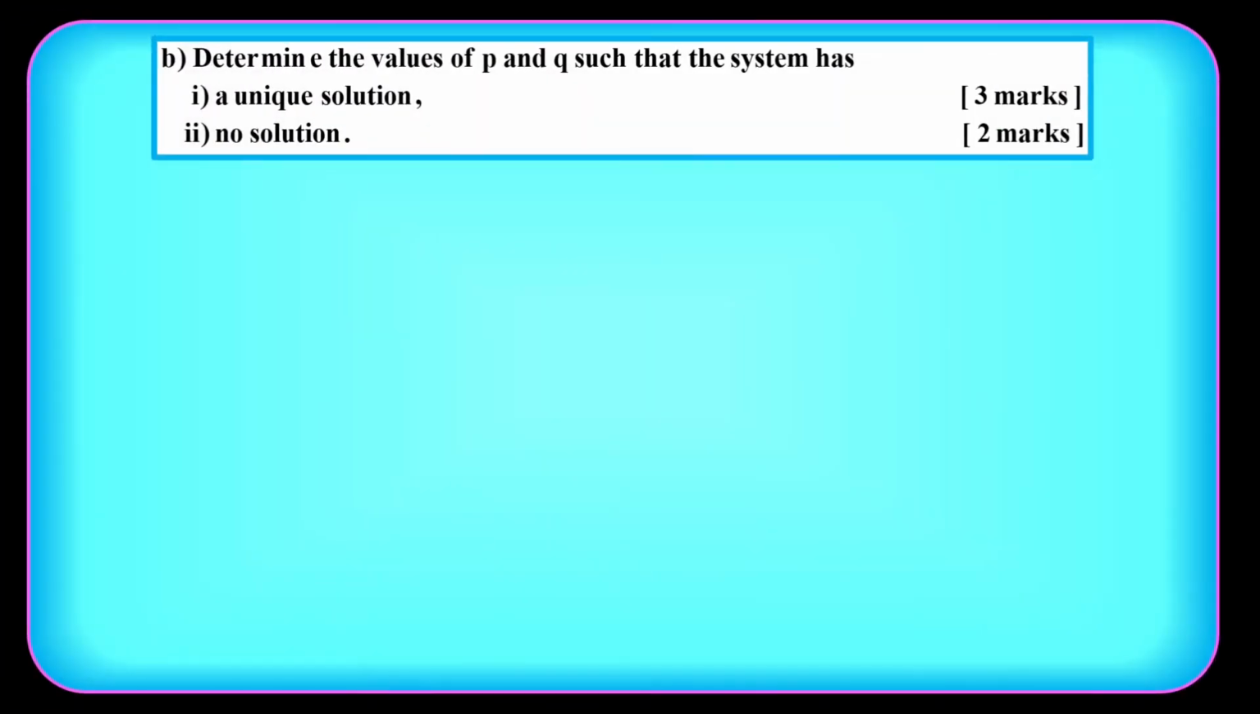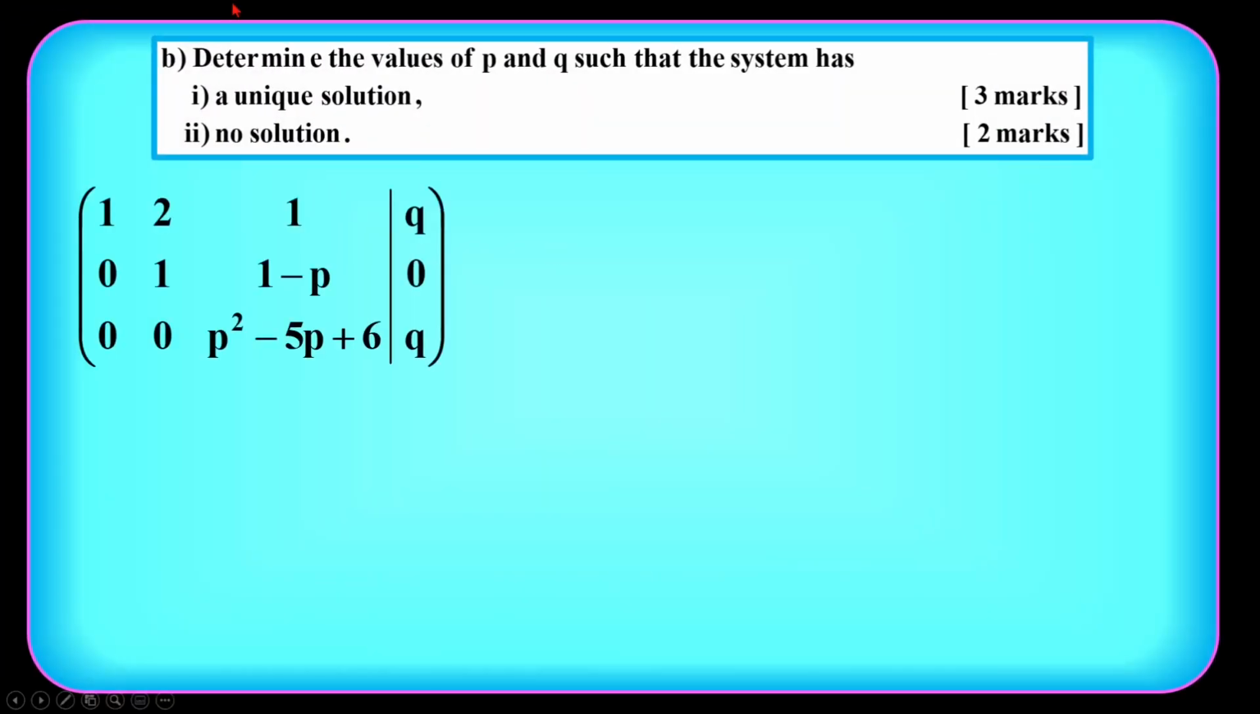So I need to go to the second part of the question, which is also the question that Louis Lau asked. Now, in this question, it is asked to determine the value of P and Q such that the system has a unique solution. So Louis Lau asked why the entry is not 2 and 3. So I'm going to explain that now.